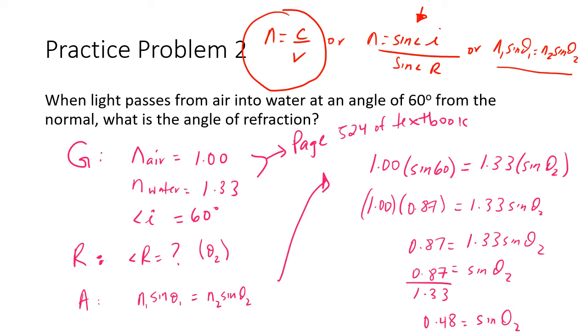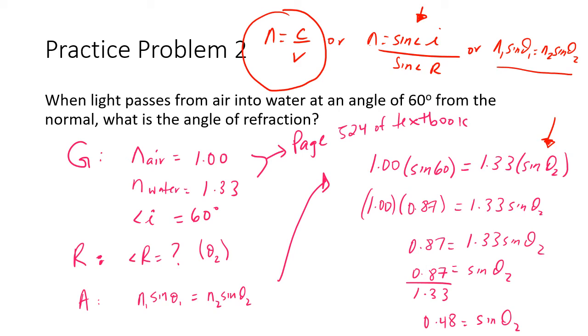So sine theta 1 is the sine of the angle of incidence, which is 60 degrees. I'm looking for my angle of refraction, so sine theta 2 is going to stay sine theta 2. When you plug in all your values and do your calculations, you're going to be left with 0.87 equals 1.33 sine theta 2.